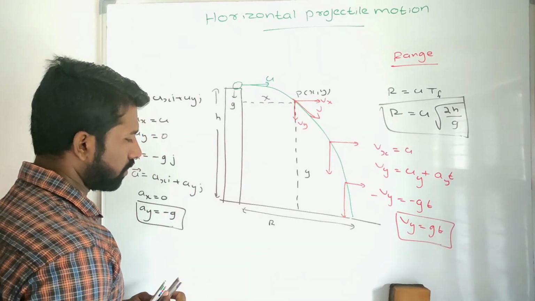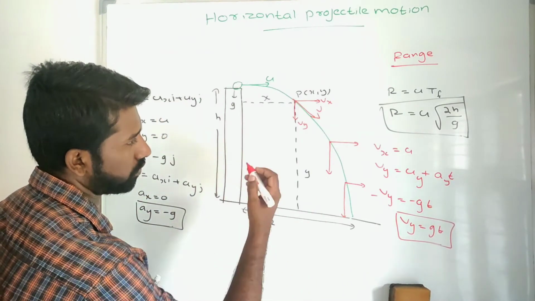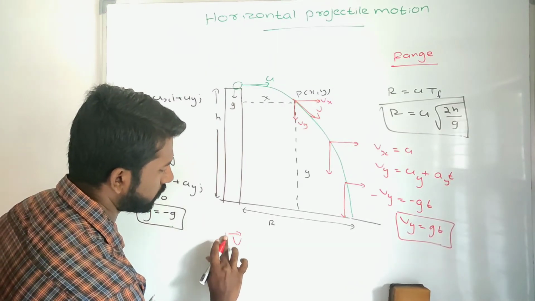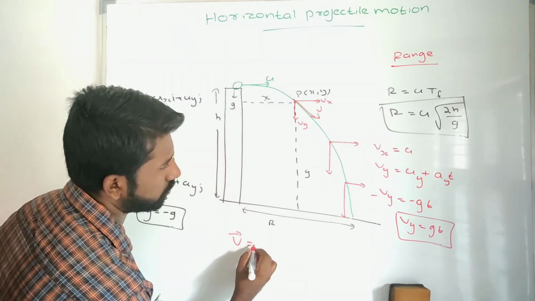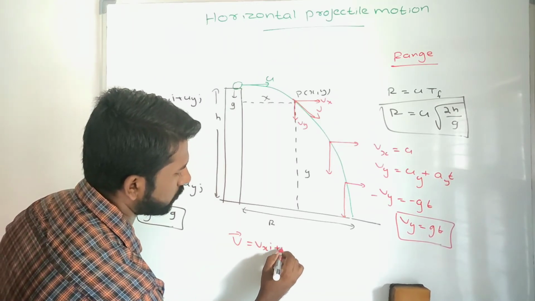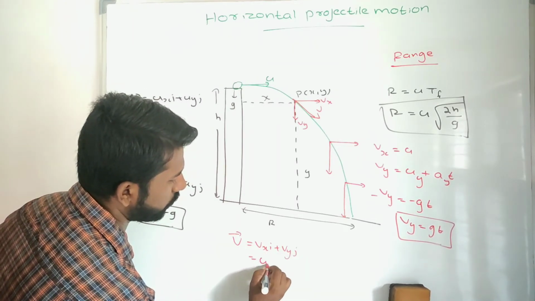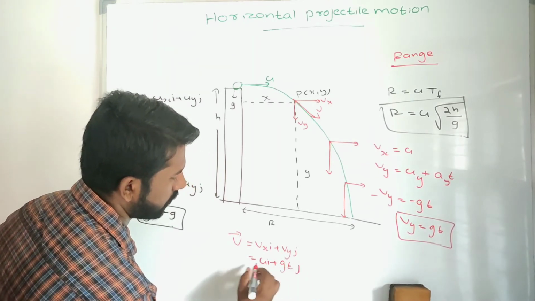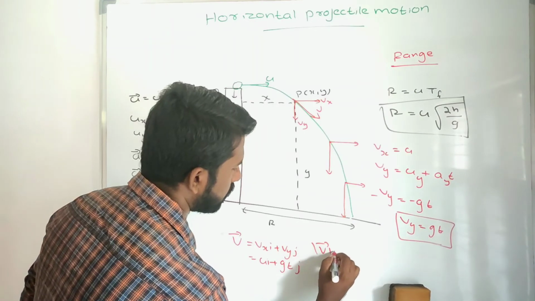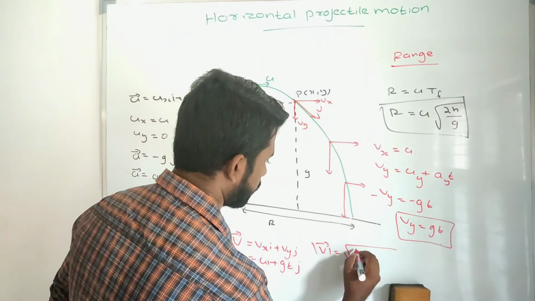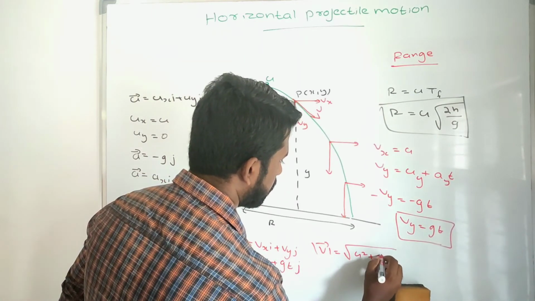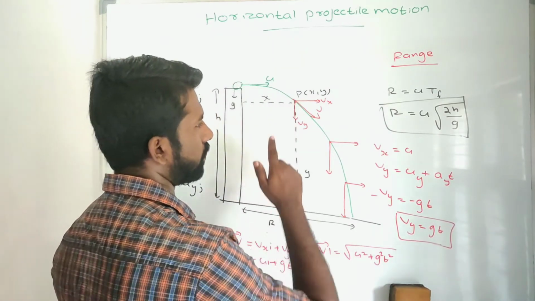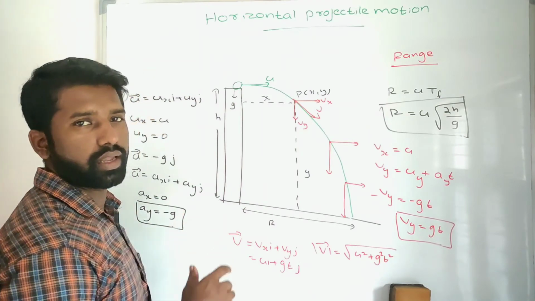Next we will see the magnitude of the velocity. Before that we will see the velocity vector, that is equal to Vx i plus Vy j. Vx is equal to u and Vy is equal to gt. Then the magnitude of the velocity is equal to square root of u square plus g square t square. This is the magnitude of the velocity. Next we will see the direction.